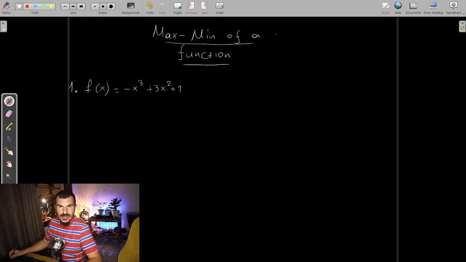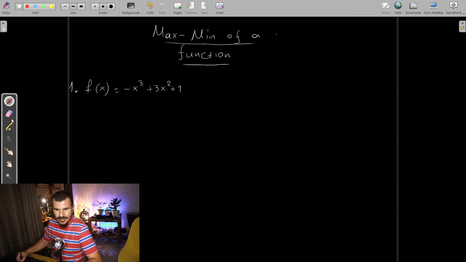Hello, this is Maths with Lemon, and in this topic we will see the maximum and minimum of a function, how to find it, and what is the whole process using derivatives. Now this is my function, f(x) is minus x cubed plus 3x squared plus 1.